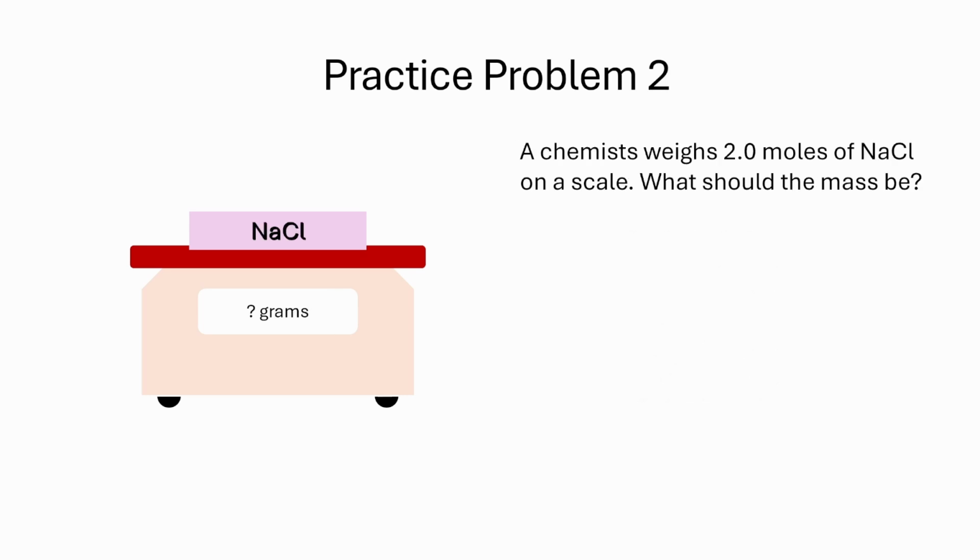And the second practice problem: a chemist weighs 2 moles of NaCl, or table salt, on a scale. What should the mass be? So now we counted out 2 moles of sodium chloride, or table salt, and we're trying to predict what the mass would end up being on our scale.